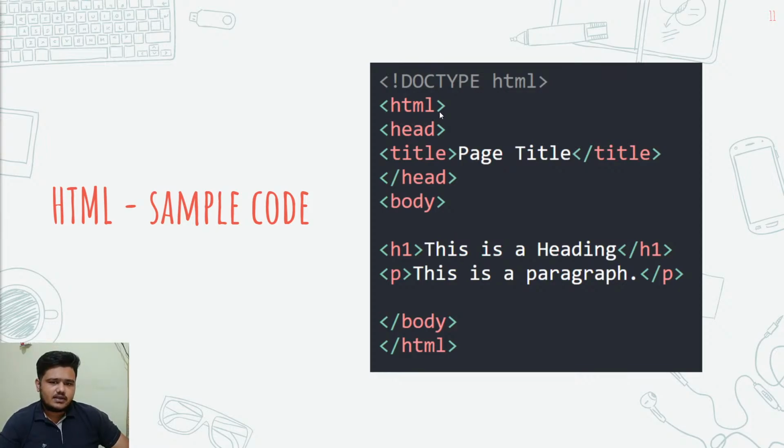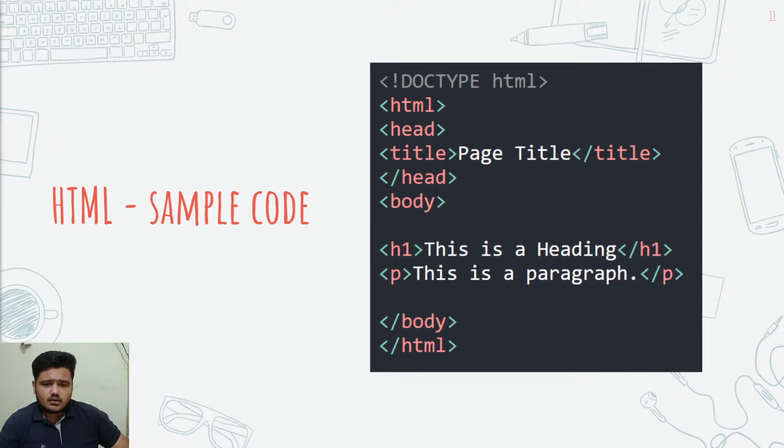Moving forward, the html tag is the root element of the HTML page. This particular tag denotes that now we are starting our code in HTML. The next tag is head. This tag contains the meta information about the HTML page. The third tag is title. The title specifies a title for the HTML page, which is shown in the browser's title bar or in the web page's tab.